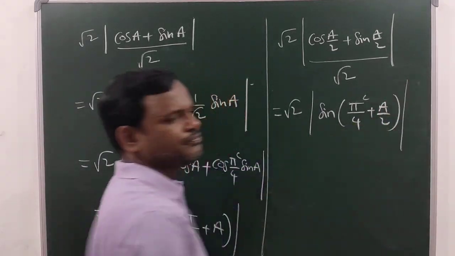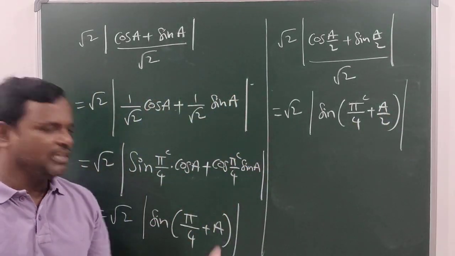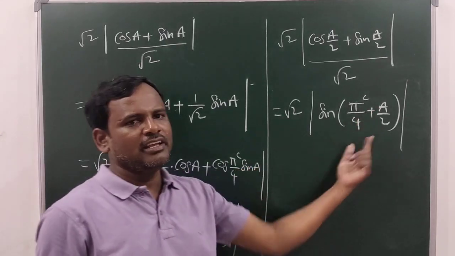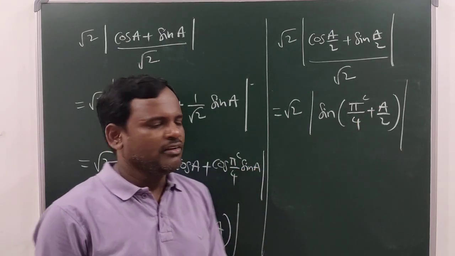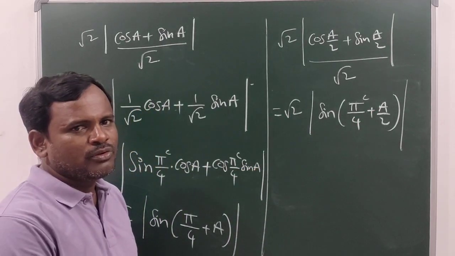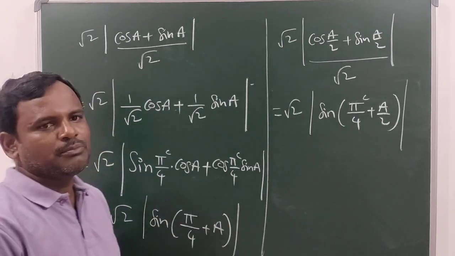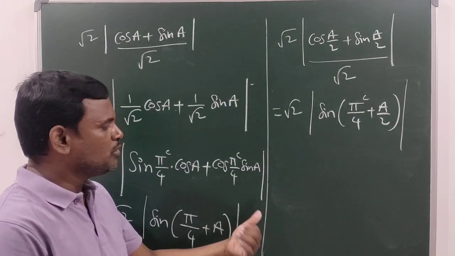Mod closed. See here, angle A, there angle A by 2. Okay. Now next, what we have to do? When we open the mod symbol. Okay, so here you know this.